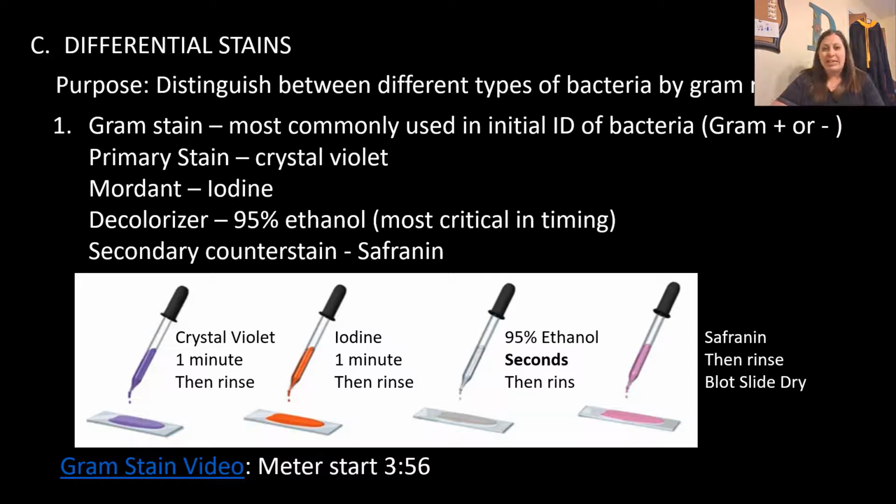The secondary stain is called the counterstain. The stain in this particular case for gram staining is the safranin. You'll put the safranin on, flooding the slide, let it sit for about a minute, then you'll rinse it. Now the staining process is done and you want to blot it dry. We don't want to wipe it dry. If you wipe it, you're going to end up wiping off your smear. We want to blot it dry, and this will then allow us to get ready to see it underneath a microscope.